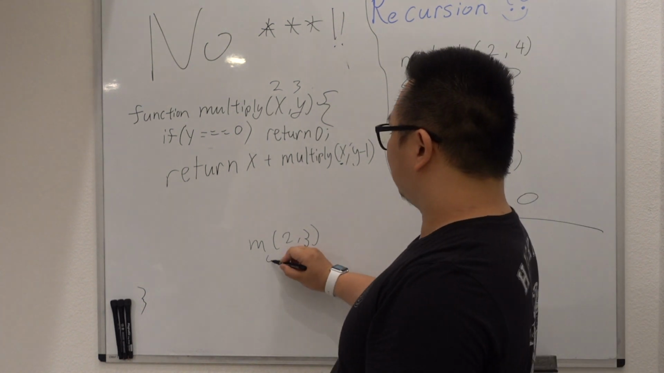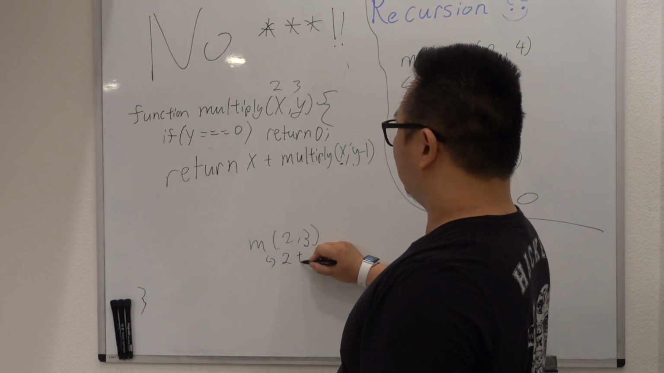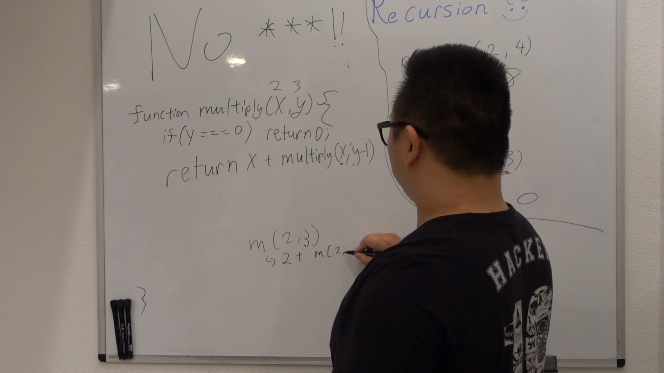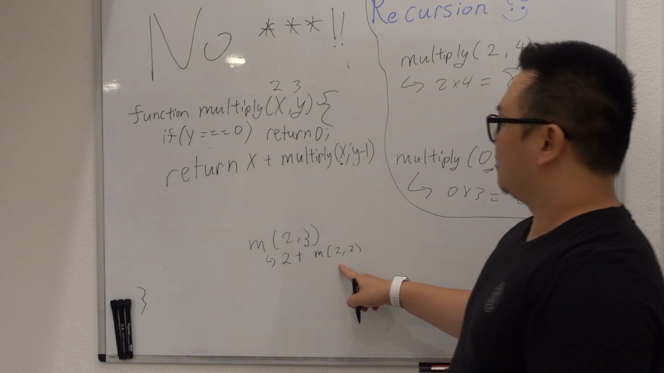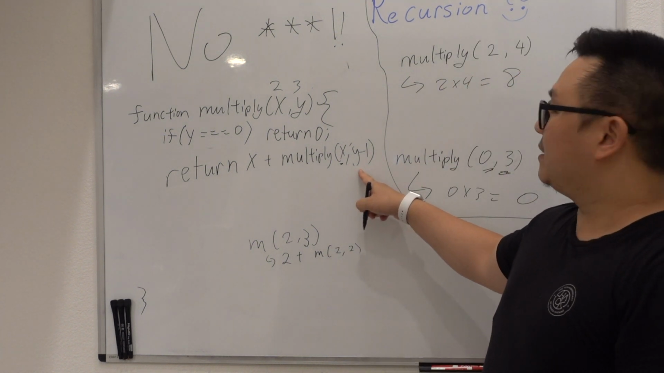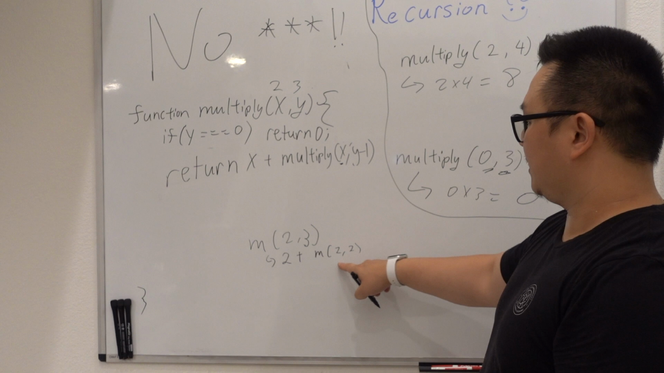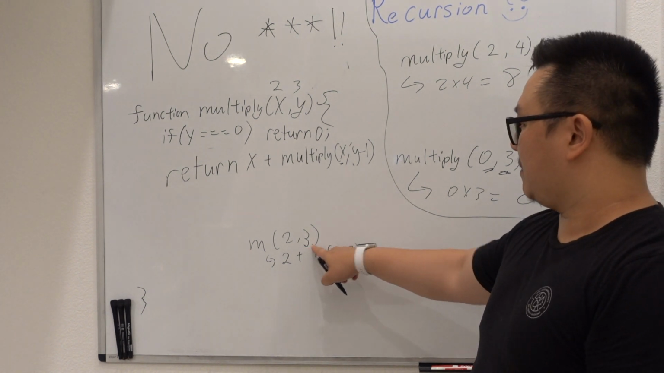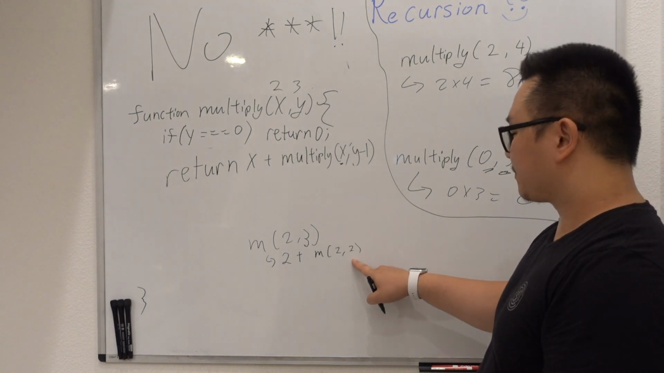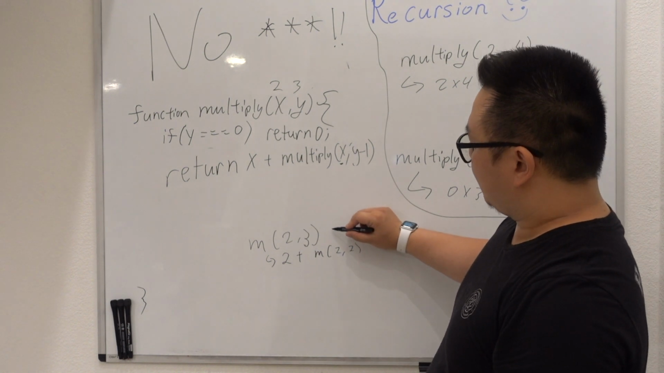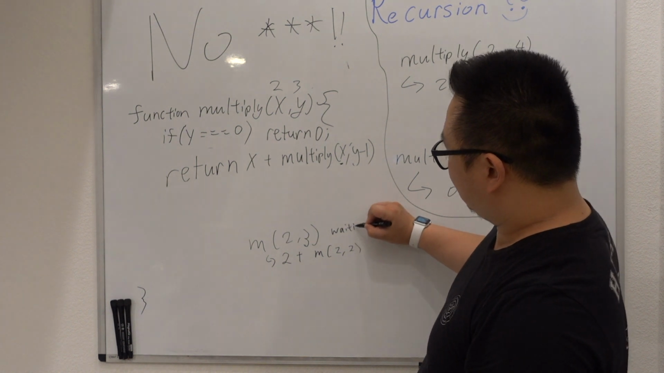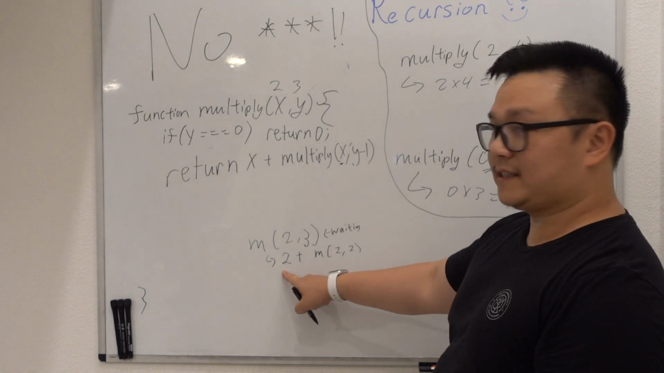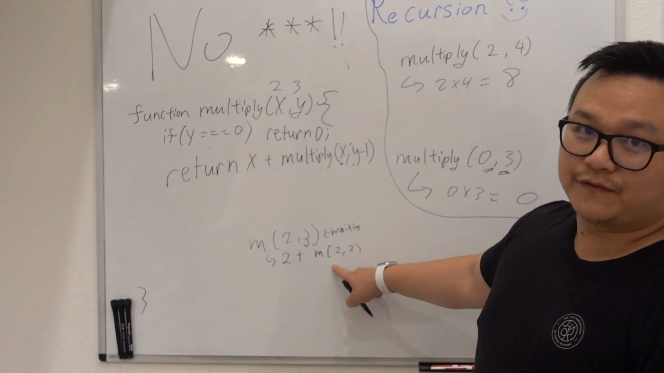It's going to return us 2 plus multiply 2 and 2, right? Because we're returning y minus 1 with x right here. This is x, this is y minus 1. So 3 minus 1 is equal to 2. Put it here. Okay, so now this call stack, this guy is waiting.